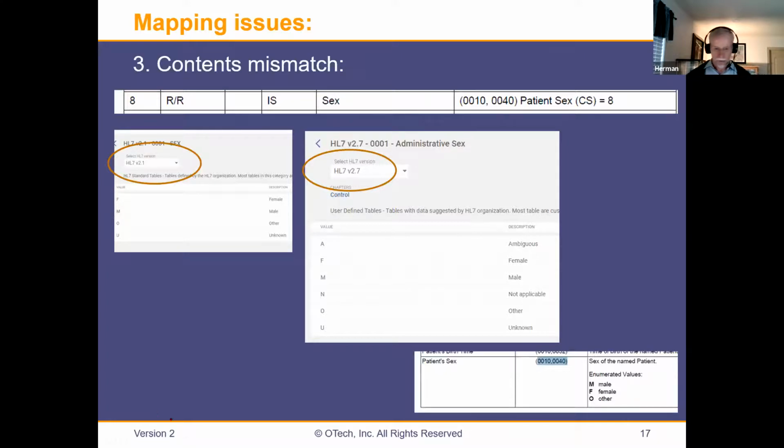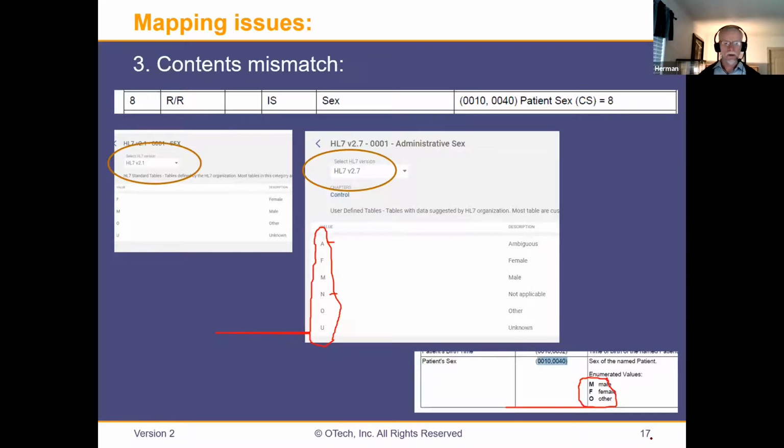But anyway, how many options? A, F, M, N, O, U. What does DICOM expect? Male, female, other. That's it. Is there anything, at least as of now, that is defined as a sex identification in the DICOM header? So if, for whatever reason, something like not applicable or ambiguous comes in the DICOM header, the PACS would very likely complain about it, saying not F, M, O, illegal image.